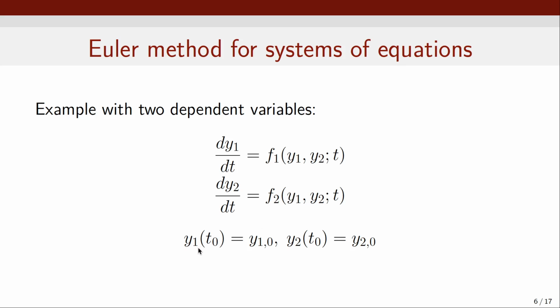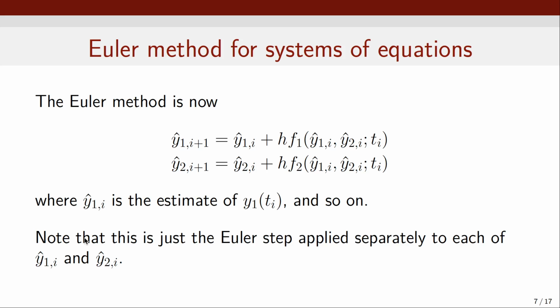And again, we have two equations, so we need initial data. We need to define y1 and y2 at time t0. So we have a system of two equations for two unknowns, and to evolve that system, we need two initial conditions. So we can evolve that system using the Euler method, for example.